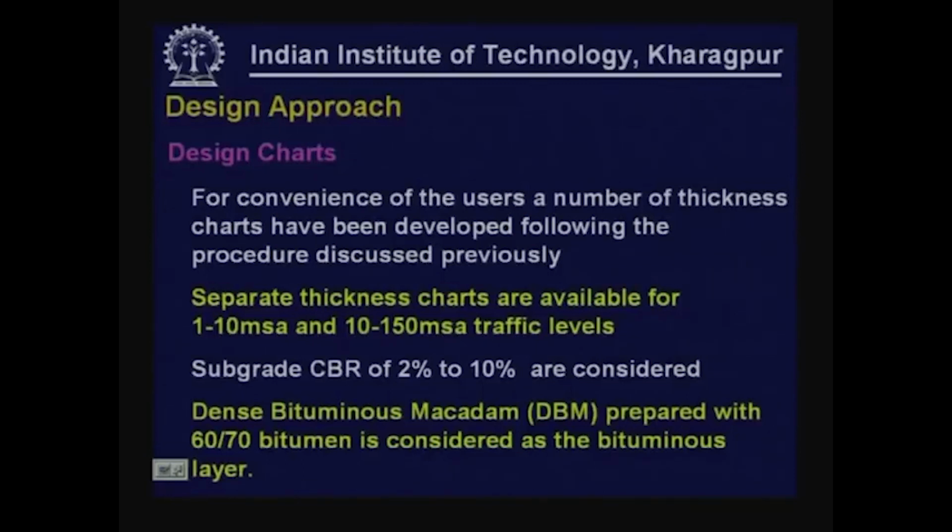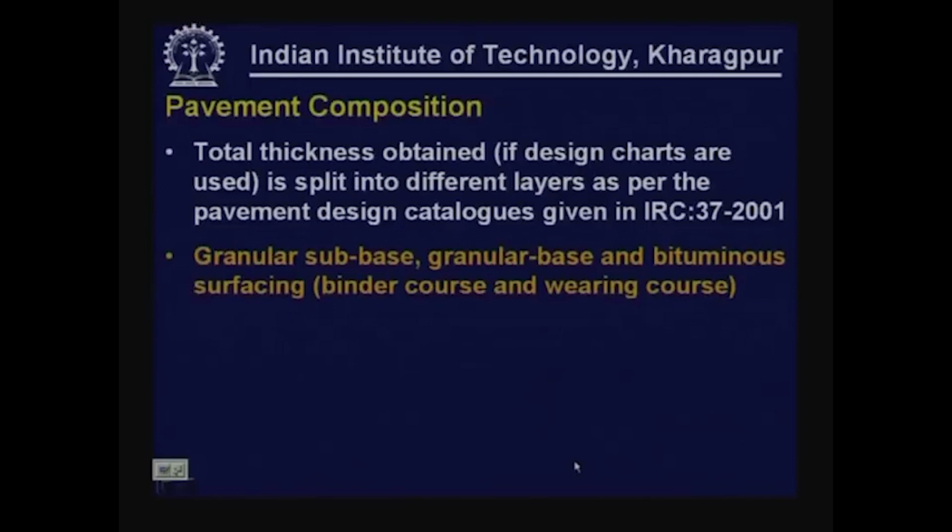This is the limitation of these charts. We can only get the dense bituminous macadam thickness using these charts. These are available for 2 to 10% CBR values. Also these are available for 1 to 150 million standard axle repetitions. What the chart gives us is the total thickness for a given CBR value and for a given traffic level if design charts are used.